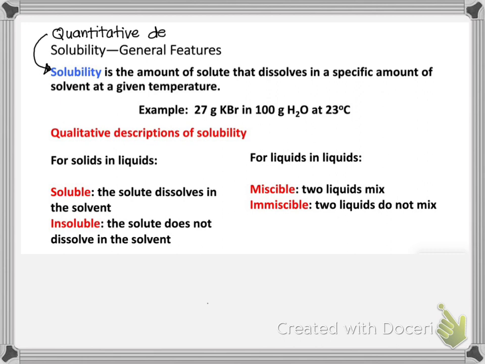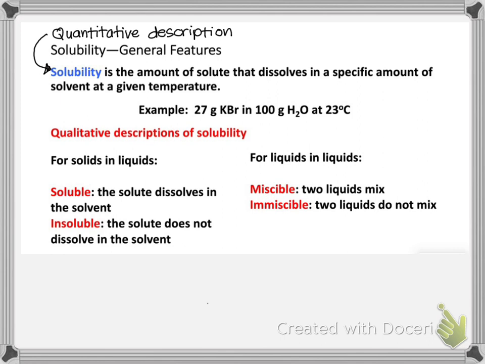And so if you just look at it with me, it says it's the amount of solute that's dissolving in a specific amount of solvent at a given temperature. Now, temperature is referenced because the amount of solute that can dissolve may change with temperature. So when they're talking about solubility, temperature is referenced because it's an important part of how much will dissolve.